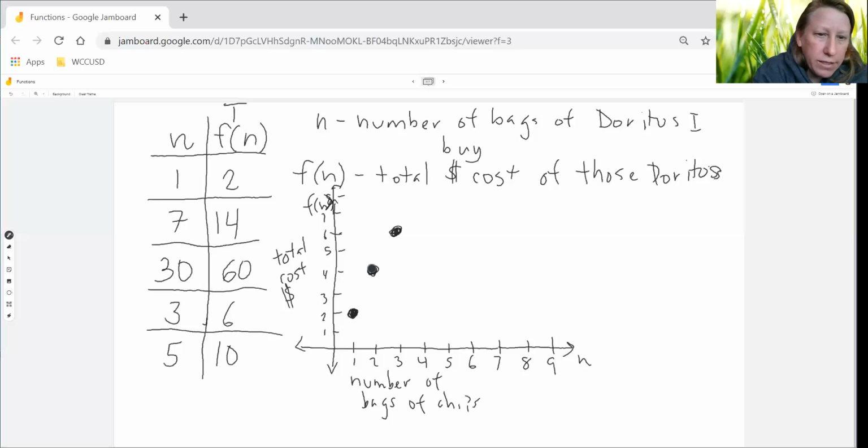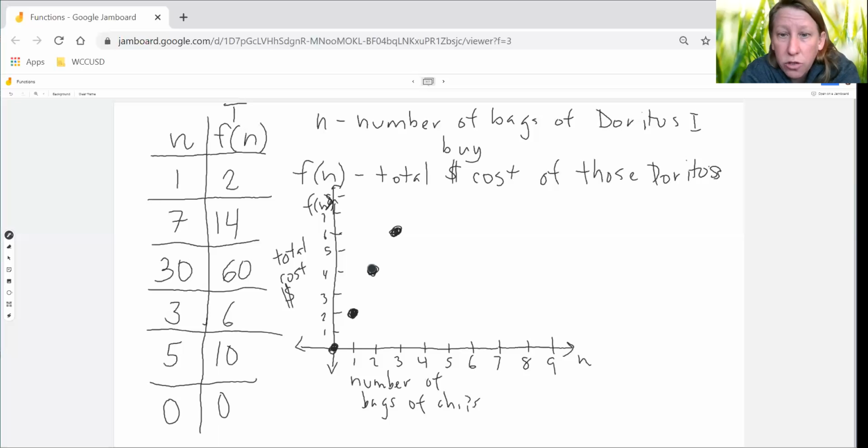One other thing we like to talk about in functions, we kind of like to know where the zeros are, and that's something we care about all the way through calculus. So what happens if we don't buy any bags of chips? We buy 0 bags of chips. How much is that going to cost us? Good, $0. Okay. So this is what it would look like.